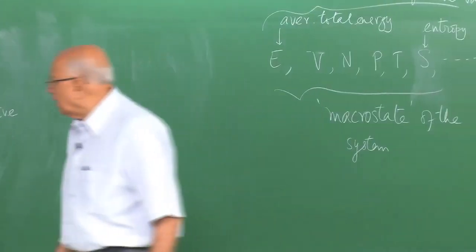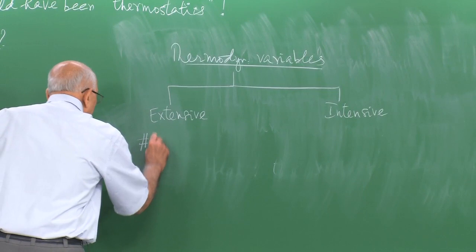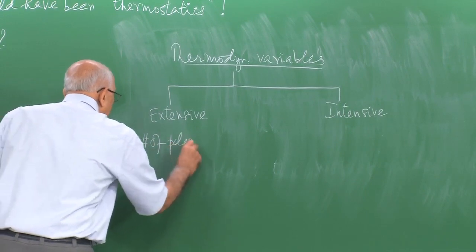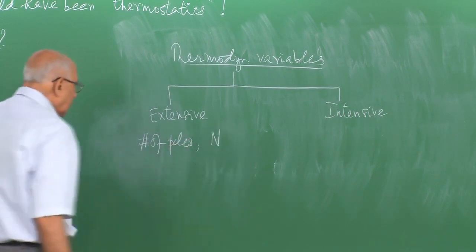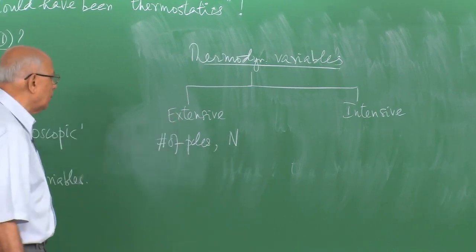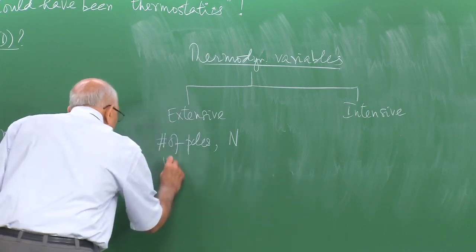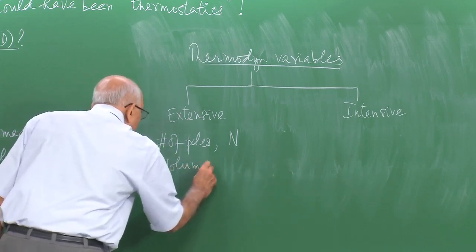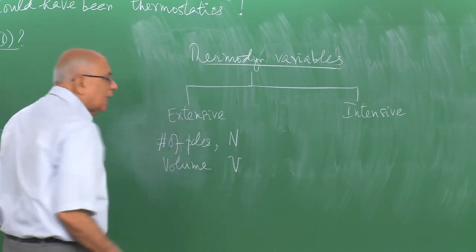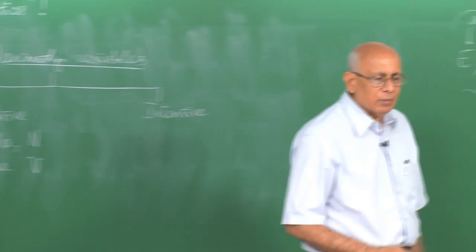In other words, if the system size or the number of particles N, that is the foremost example of an extensive variable, practically defines what I mean by an extensive variable, the volume of the system. These are extensive variables, they increase with the size of the system in some loose manner.